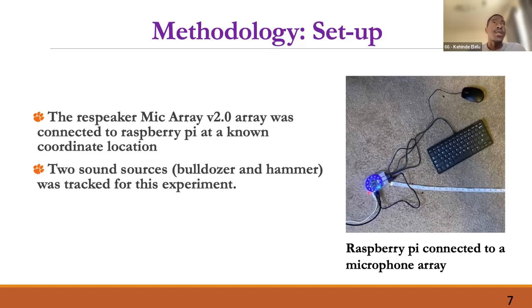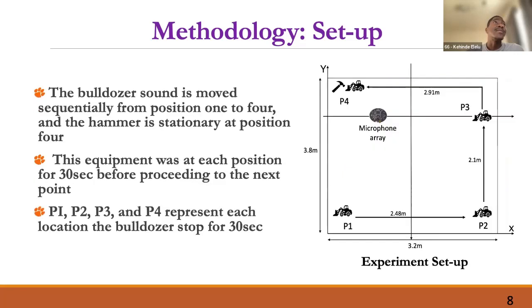For this particular controlled experiment, we located 2 sound sources, which are the bulldozer and the hammer. The bulldozer is the mobile equipment, while the hammer is the stationary equipment. The figure on the right-hand side shows the setup for the whole experiment. The bulldozer moves from one position to another, P1, P2, P3, and P4. Because we expect a stationary equipment like the hammer to be used in a particular location for a long period of time, we categorize the hammer as stationary equipment, located at P4. In this setup, the bulldozer moves from each position to another, while the hammer is stationary for the entire experiment.